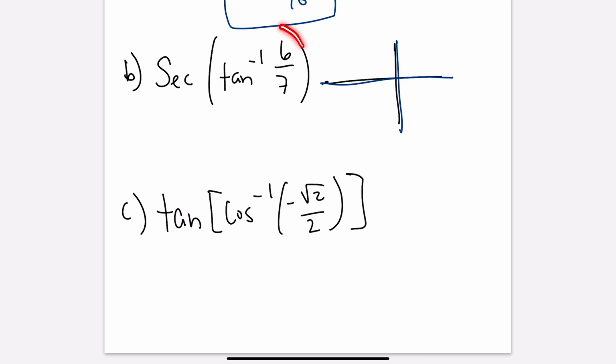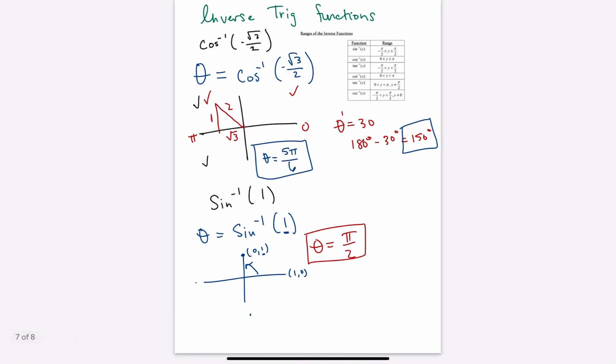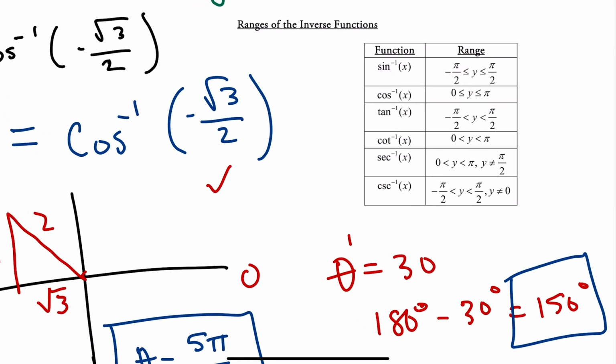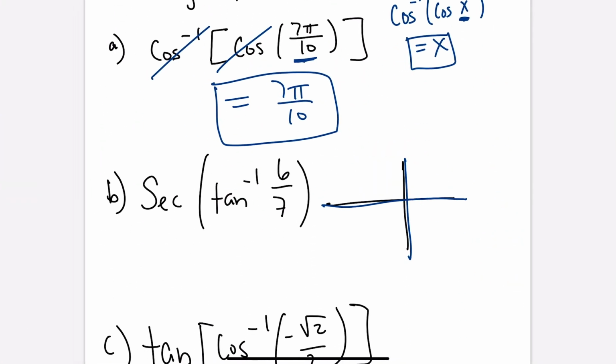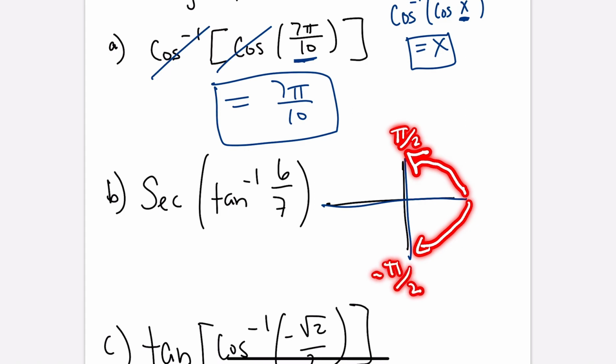Now what you want to do is two things. Ask yourself first, what quadrant are we in? You should always ask yourself, what quadrant are we in? This is positive for tangent. So if we go back to the other side over here, tangent exists between negative pi over 2 to pi over 2, but not including those values. It's similar to sine inverse, but it does not include the endpoints of negative pi over 2 to pi over 2.